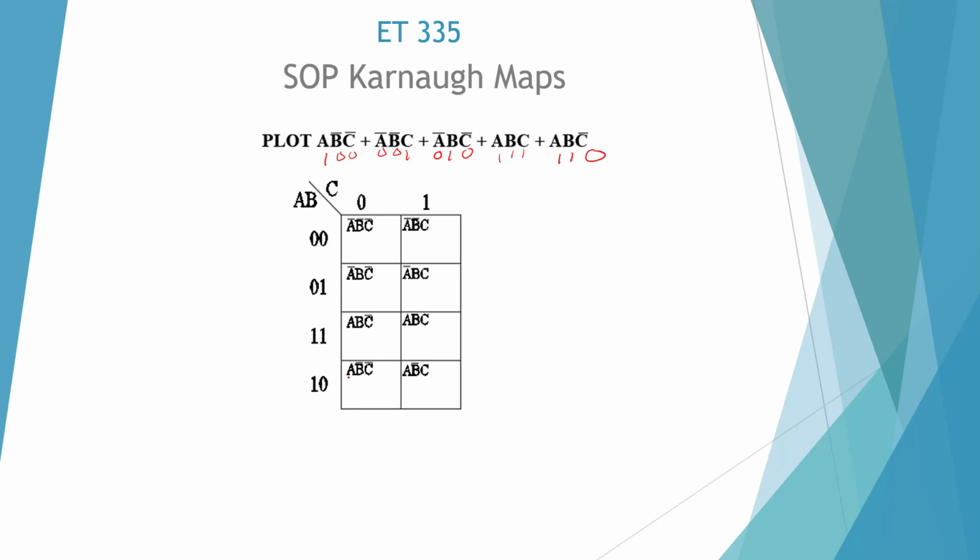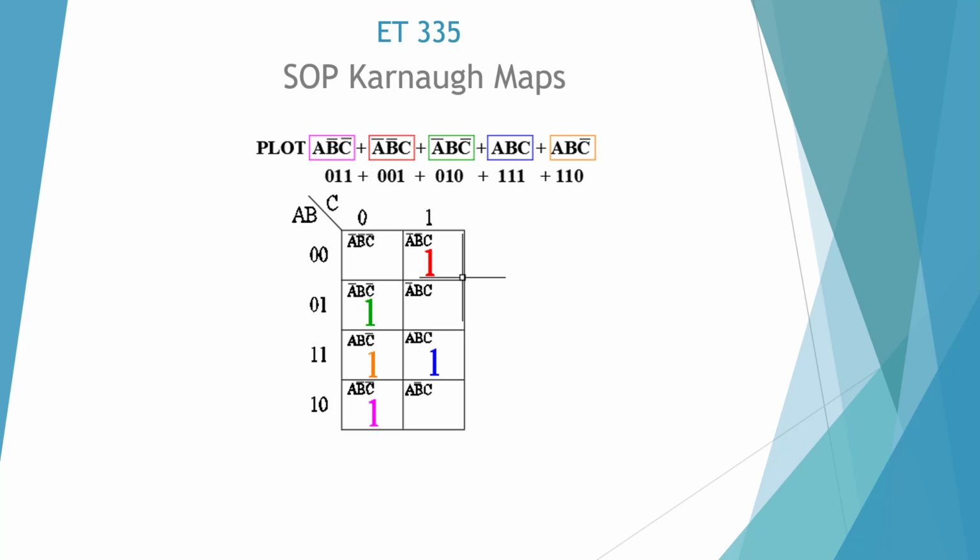1, 0, 0, 0, 0, 1, 0, 1, 0, 1, 1, 1, and 1, 1, 0. Good. Okay, here's our pretty example, so it looks correct.